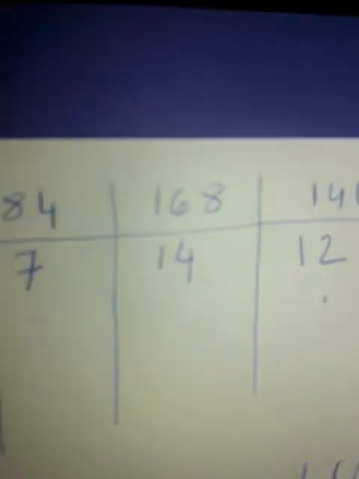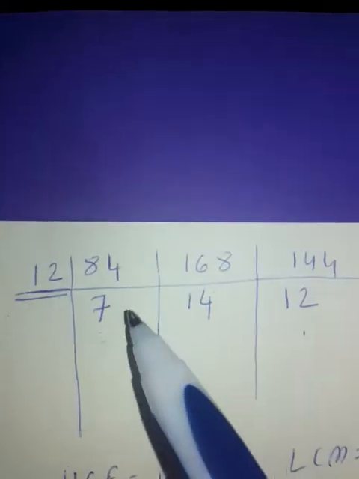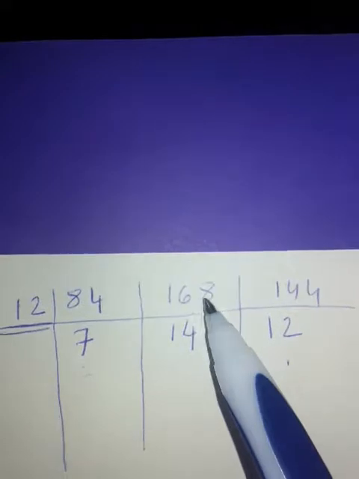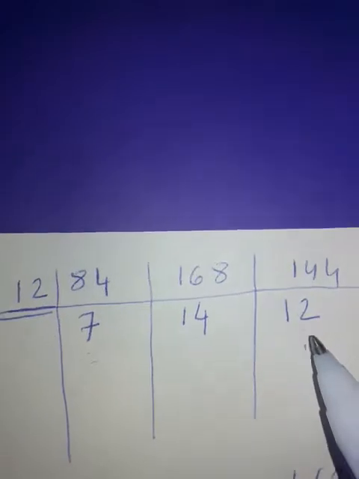One more example. Now I need to find the HCF and LCM of 84, 168 and 144. When I look at these three numbers, the first factor that comes to my mind is 12. 12 sevens are 84 and 12 squared is 144, and when I divide 168 by 12, it is also completely divisible. So I wrote 12 here. 12 sevens are 84, and when I divide 168 by 12 I get 14. When I divide 144 by 12 I get 12. So all three numbers are divisible by 12.